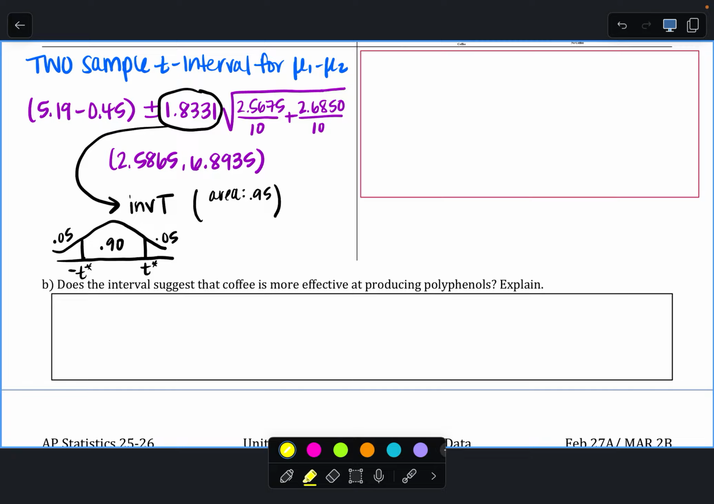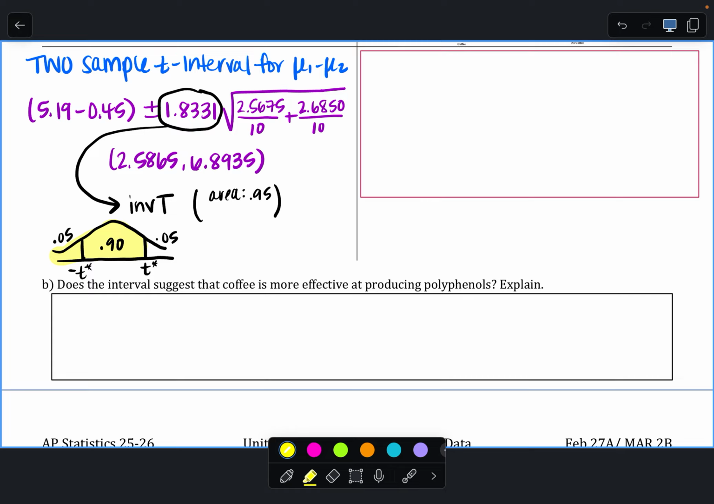The reason why we have to do this, if I wanted to get all the way to the positive t star, because our calculator is reading from the left-hand side to when you tell it to stop, we have to include that entire area. So that's why I'm doing 0.95.